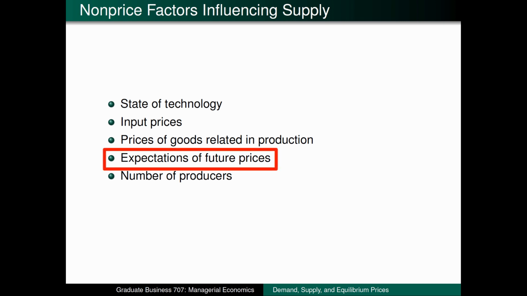We also have expectations of future prices. This is the same as with demand, but it works the opposite way. Recall with demand that if my sister anticipates that the iPhone is going to be cheaper in the future, then she's going to hold off her purchase for a new phone in the summer and wait for it to be cheaper in the fall. And so the demand for the iPhone would decrease in the summer.